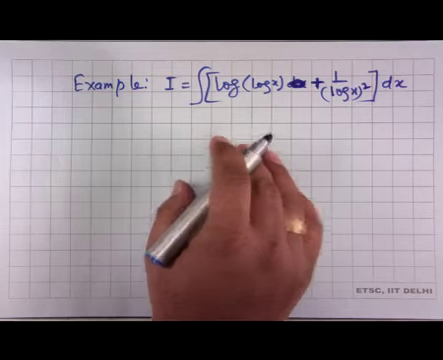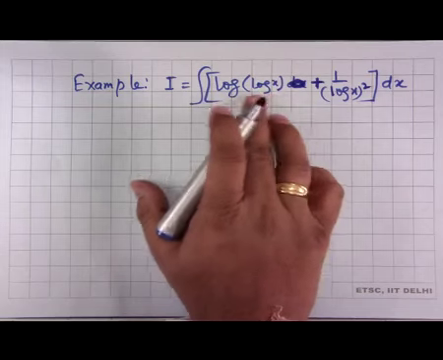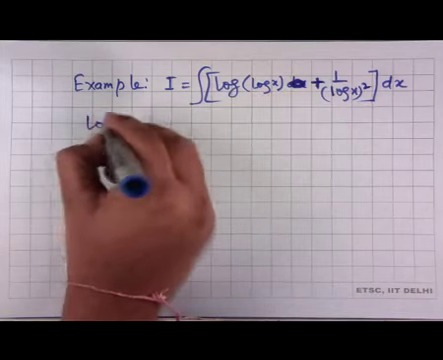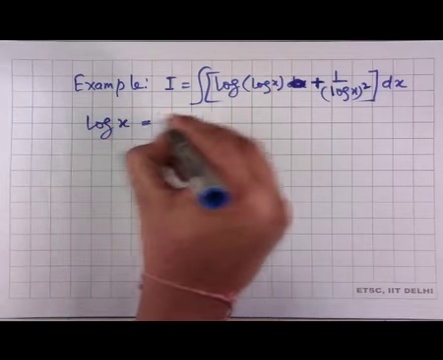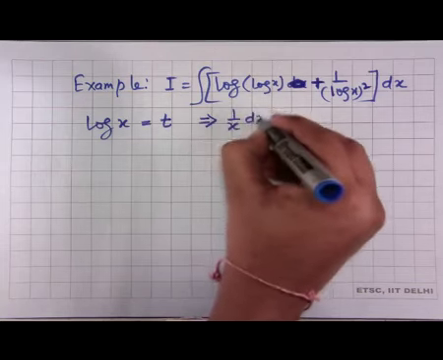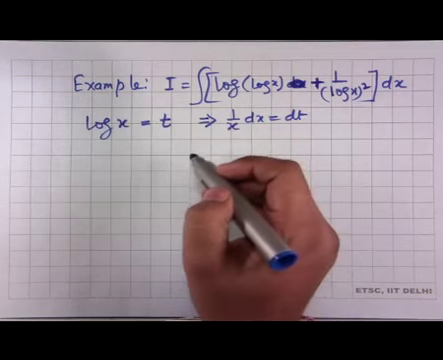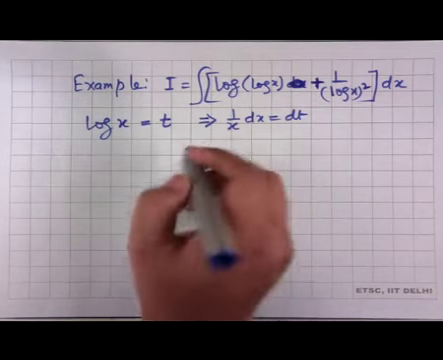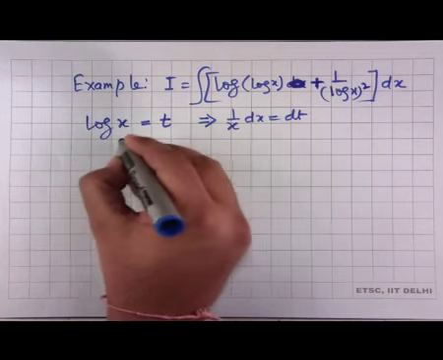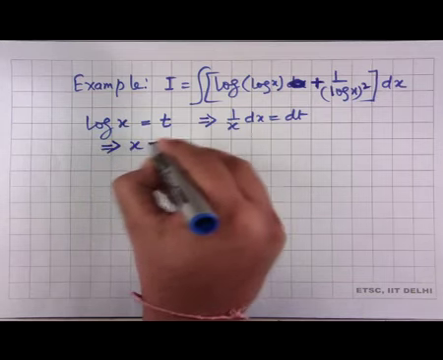Now, since so many logarithmic functions are appearing here, a natural choice seems to substitute log x to be some new variable and see what actually happens. So, if I put log x equals t, immediately I can see that 1 by x dx equals dt. But since there is no x appearing in this expression, I should try to solve it for x. I know that logarithmic and exponential are inverse functions of each other. Therefore, log x equals t also implies that x equals e raised to power t.